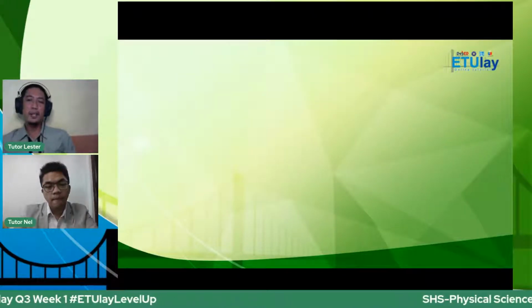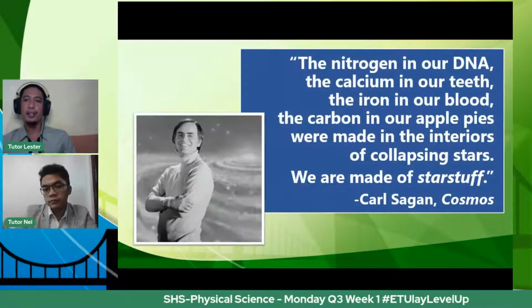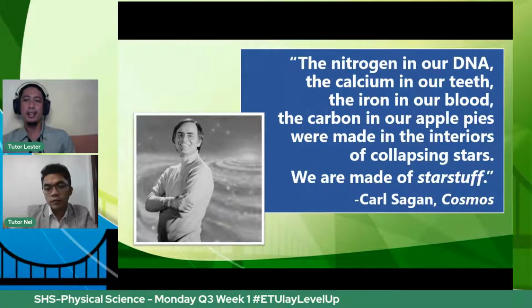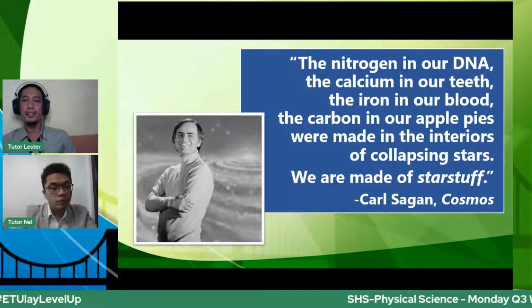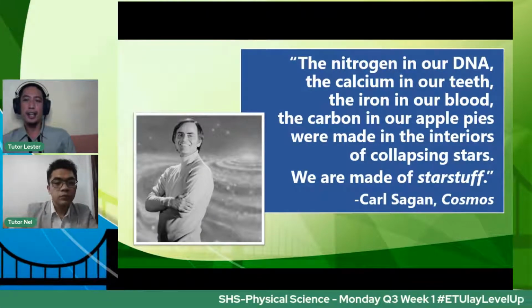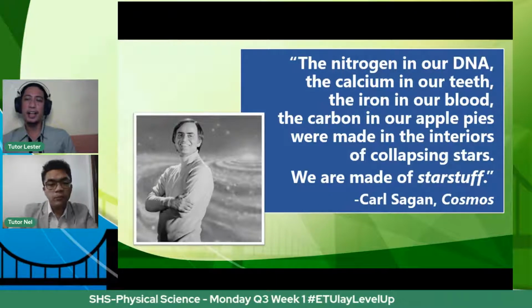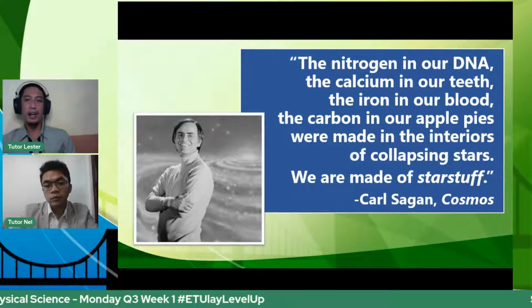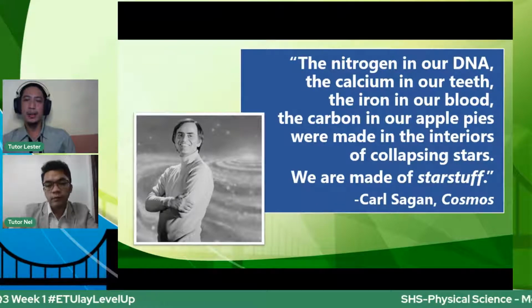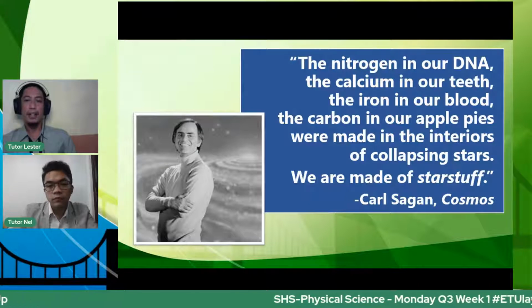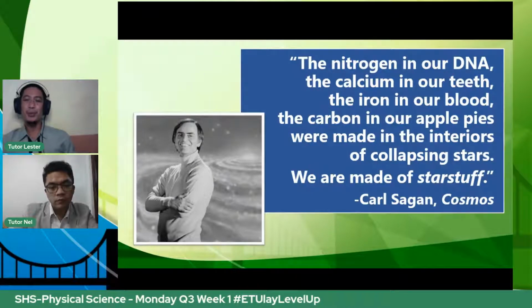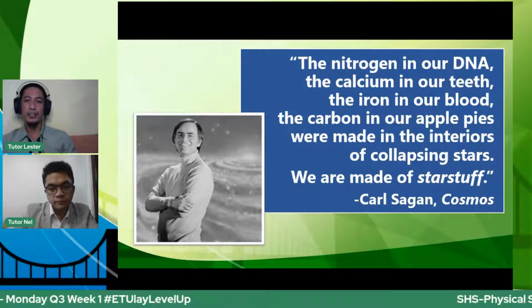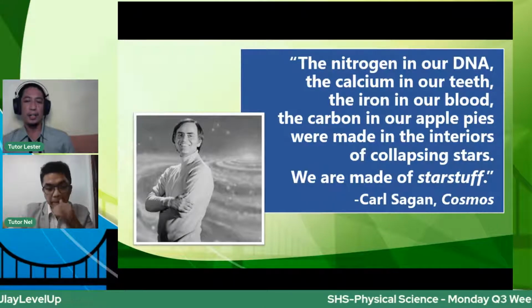All right, let me share a quote from Carl Edward Sagan, an American astronomer, planetary scientist, cosmologist, astrophysicist, astrobiologist, author, and science communicator. The nitrogen in our DNA, the calcium in our teeth, the iron in our blood, the carbon in our apple pies were made in the interiors of collapsing stars. We are made of star stuff. Together with me, Tutor Lester, and Tutor Neil, you, our beloved live viewers, will explore how we are all made of star stuff.